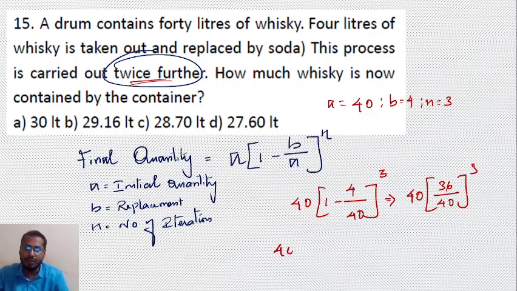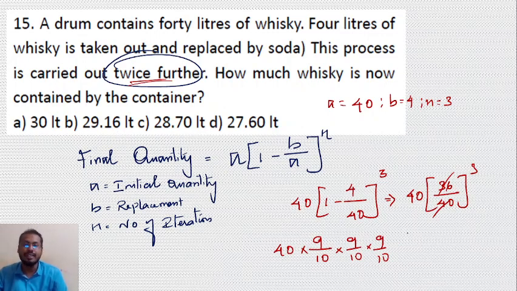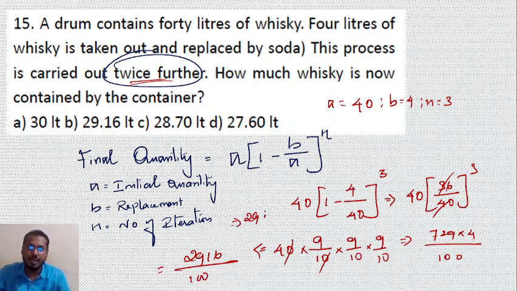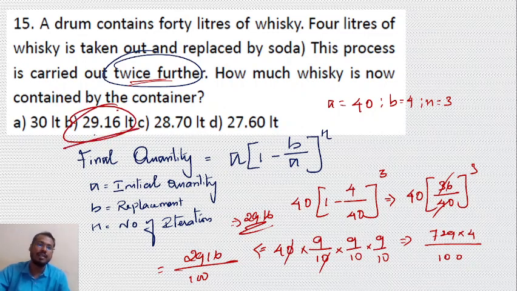So I can write this as 40 into 9 by 10 into 9 by 10 into 9 by 10. If I cancel, 9 by 10 should be written 3 times. So 9 cube is what? 729 into 4 divided by 100. So I can cancel this. That's it. Okay. So you will get the values. 729 into 4 is nothing but 2916 divided by 100 is nothing but what? 29.16. Okay, this is the final answer.